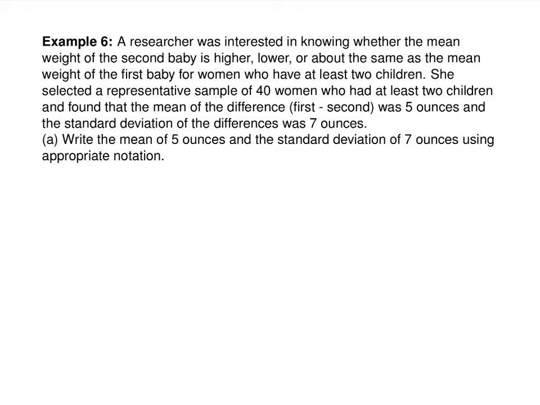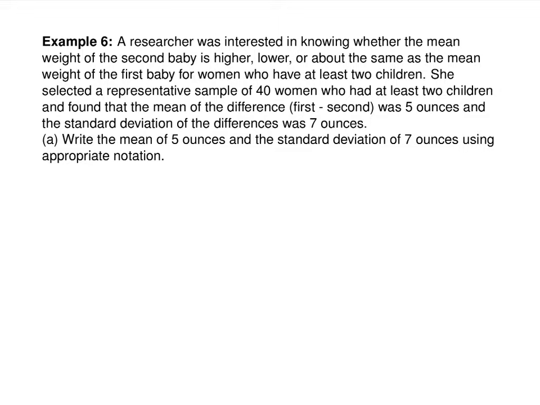Okay, so this researcher found a sample of 40 women who'd had at least 2 children, and the mean difference was 5 ounces. She did the first weight minus the second weight. Does that mean the first baby was heavier or the second baby was heavier? She did first minus second, so that would actually mean the first baby was heavier. And the standard deviation of the differences was 7 ounces. So write the mean of 5 ounces and standard deviation of 7 using appropriate statistical notation.